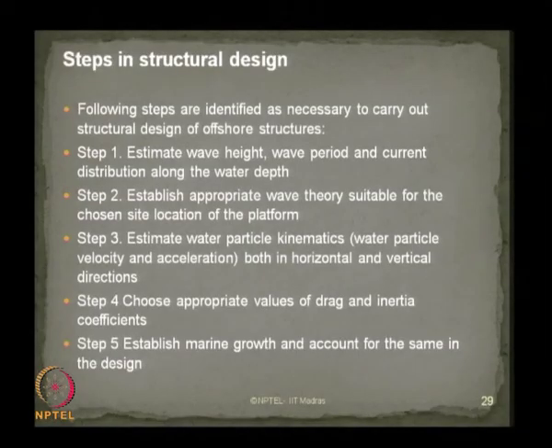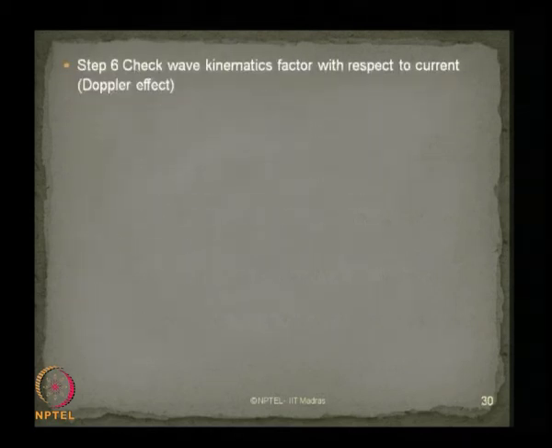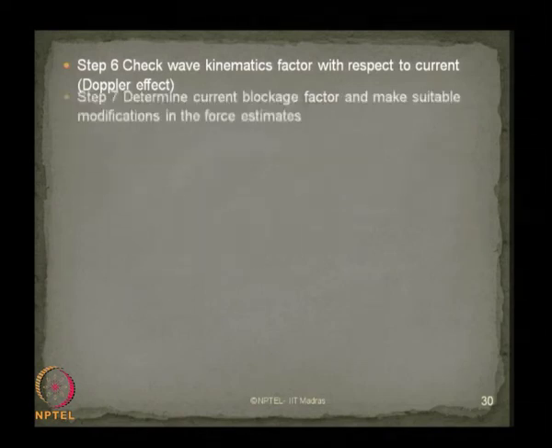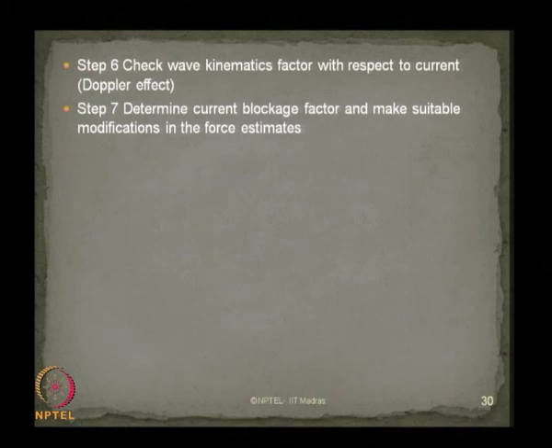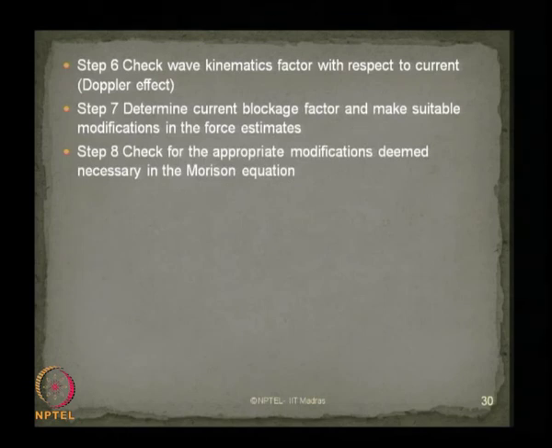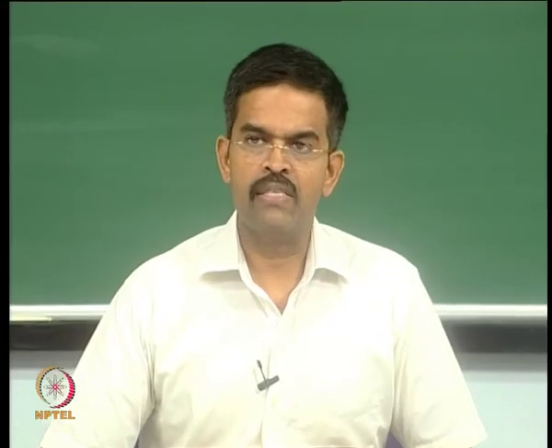Ladies and gentlemen, in this lecture we understood how to select CD and CM values based on Doppler's effect and correction effects as given by API. In step number 5, you establish the marine growth thickness and account for this thickness in the design. In step number 6, you check the wave kinematics factor with respect to the current, which we call Doppler's effect. In step number 7, determine the current blockage factor and make suitable modifications in your force estimates. In step number 8, check the appropriate modifications deemed necessary for the Morrison equation and ultimately design the members.